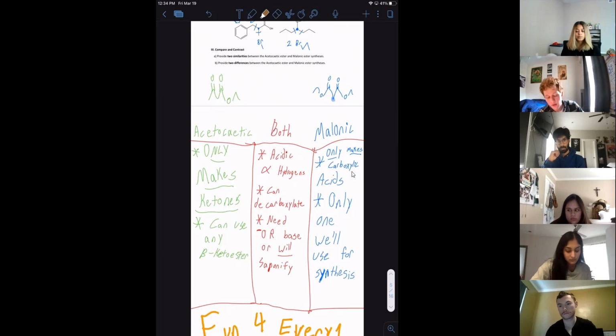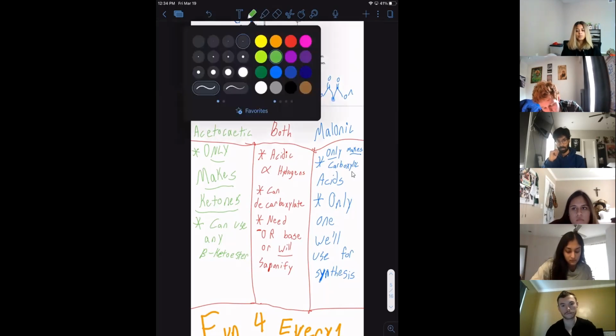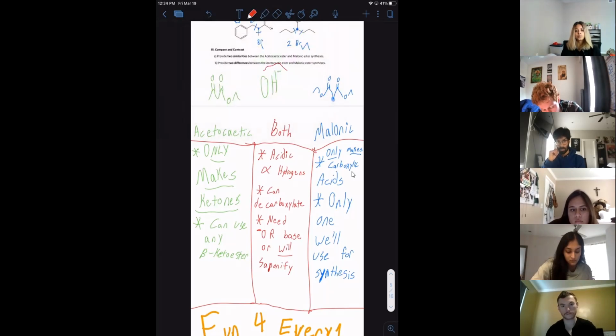And both of these, it's very important that you remember here, this is going to be kind of artsy. Don't use hydroxyl. And yeah, that's it. So we'll pretty much only be using malonic ester for synthesis. And it's the main one that we'll use for synthesis.